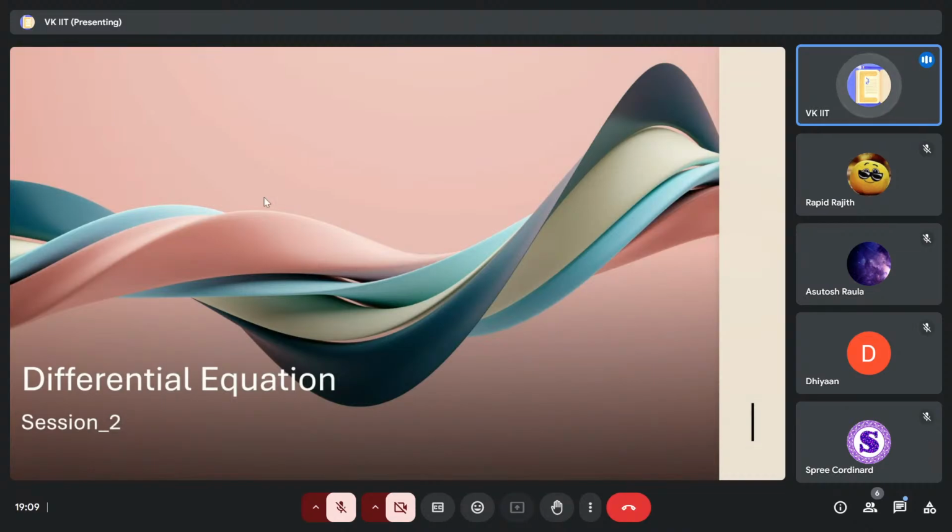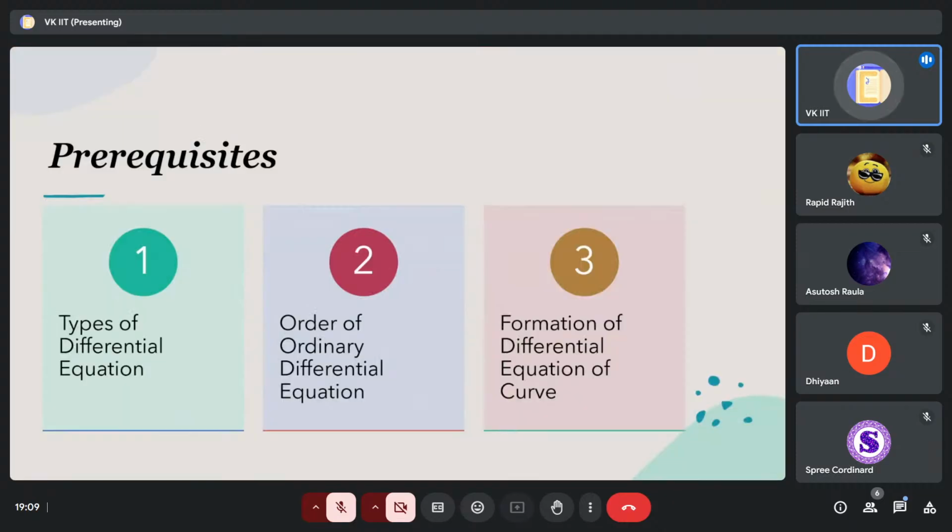So this is our second session on differential equations. In the last class, we discussed these topics: types of differential equations, order of ordinary differential equations, and formation of differential equations of curves. And in today's class, we are going to discuss types of solution of differential equations.